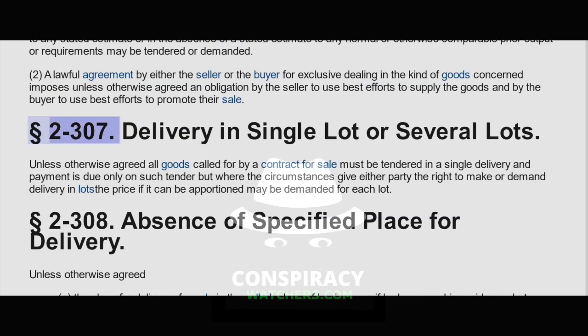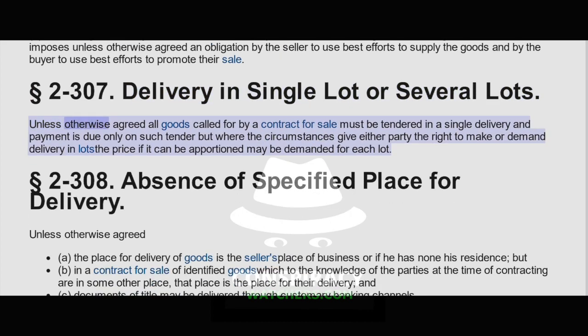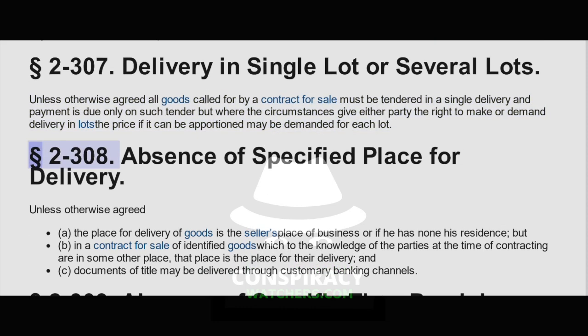Section 2-307. Delivery in single lot or several lots. Unless otherwise agreed, all goods called for by a contract for sale must be tendered in a single delivery, and payment is due only on such tender, but where the circumstances give either party the right to make or demand delivery in lots, the price, if it can be apportioned, may be demanded for each lot.